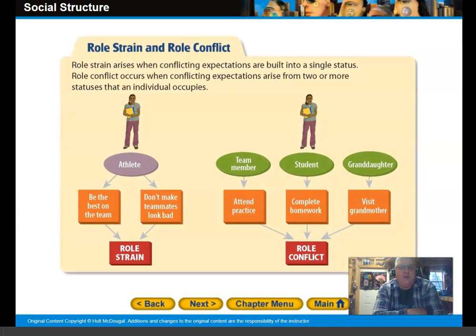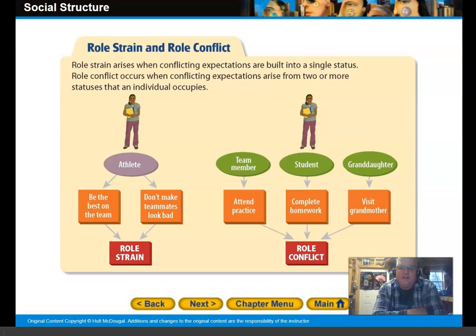Role strain and role conflict. Role strain arises when conflicting expectations are built into a single status. Role conflict occurs when conflicting expectations arise from two or more statuses that an individual occupies. So if you are an athlete, you could be the best on the team, or you just don't make the team look bad. And the role strain is being the best on the team and not making the team look bad. Okay?